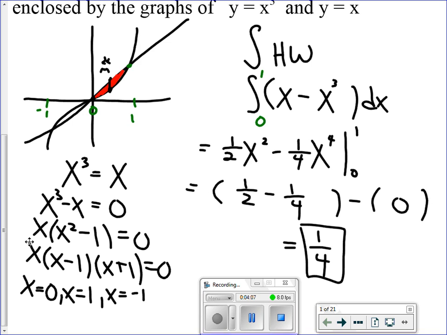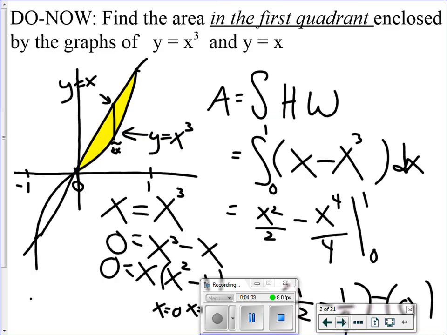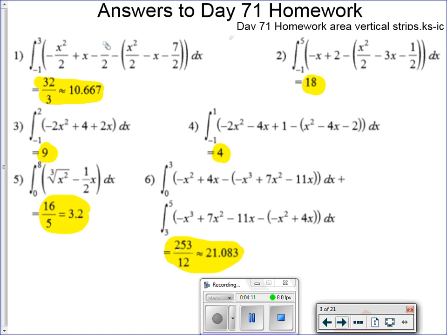Okay. Now next, I'm giving you the homework answers, and you can take some time to pause this and look over those. I've also given you the written out work for some of these that the substitute will distribute.